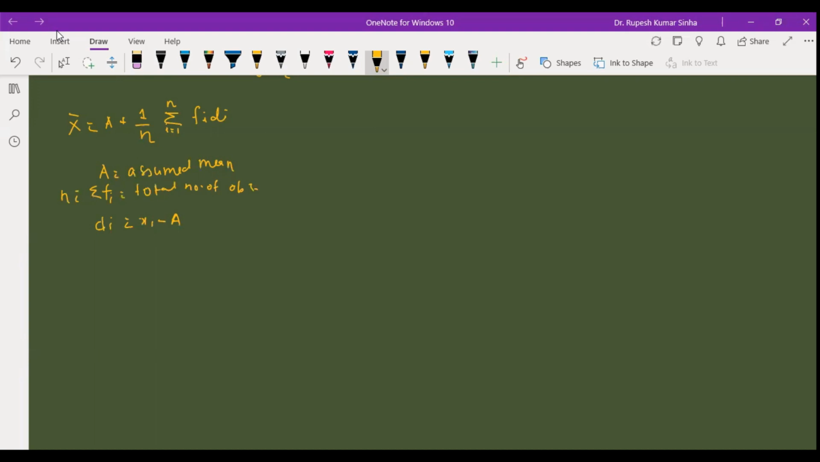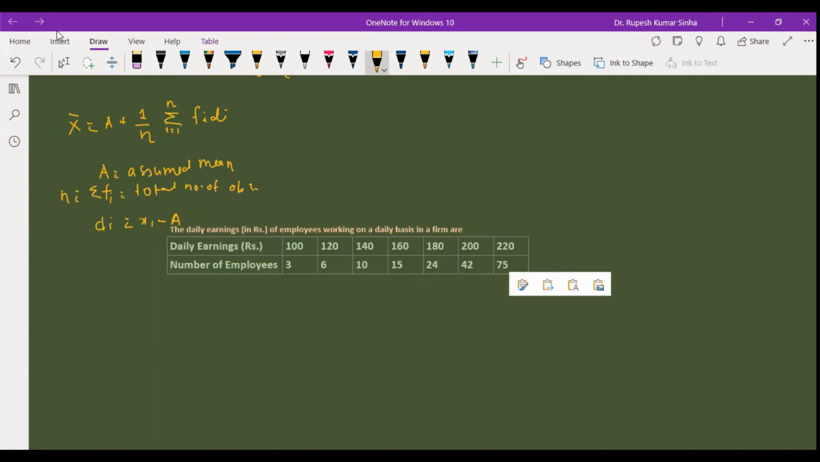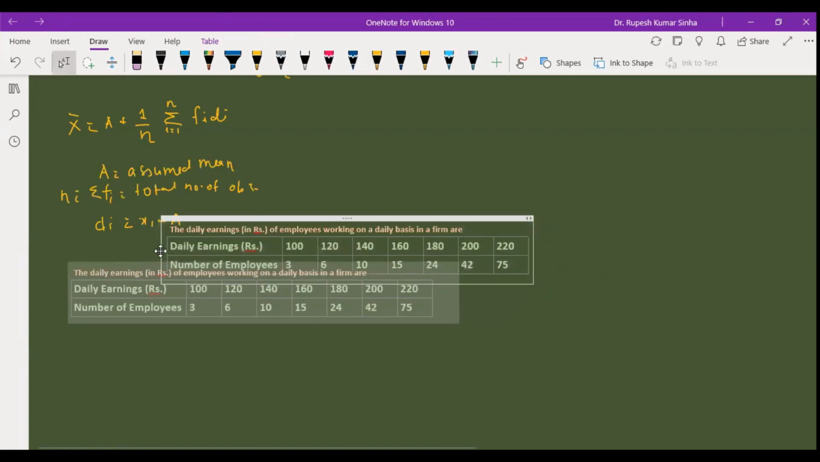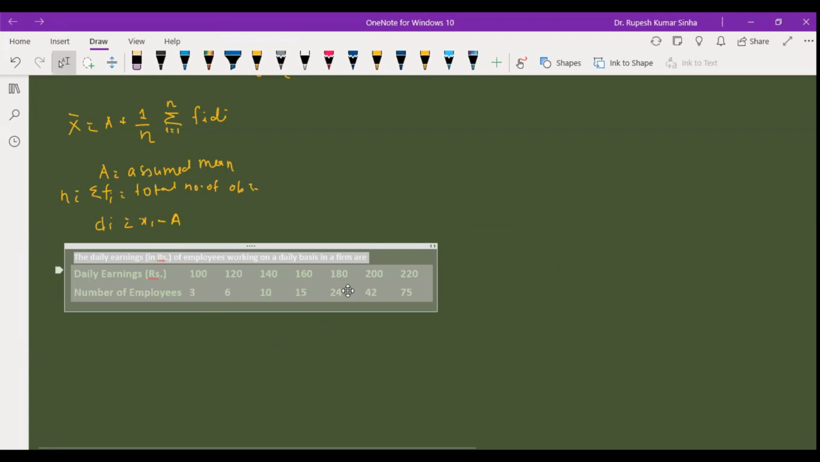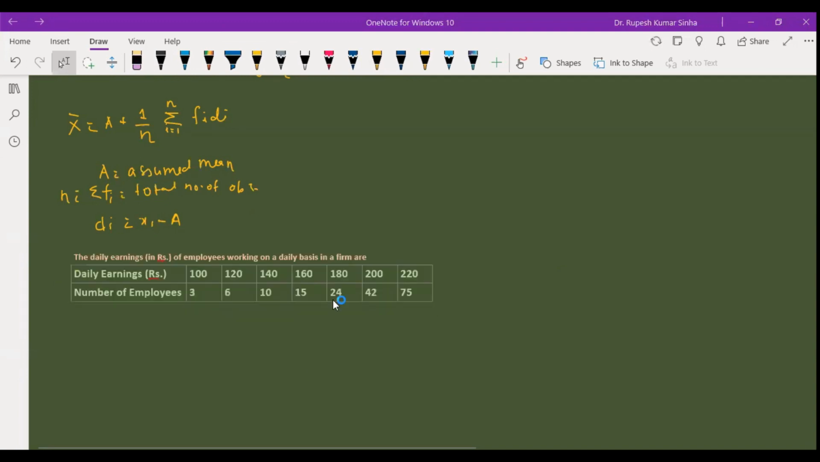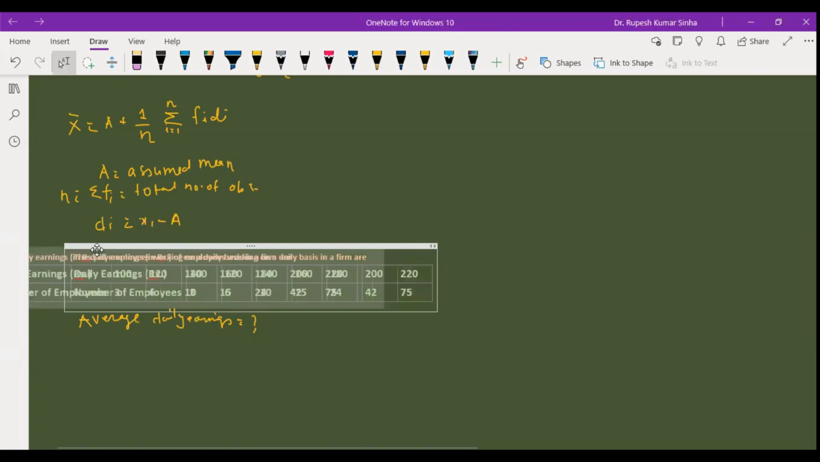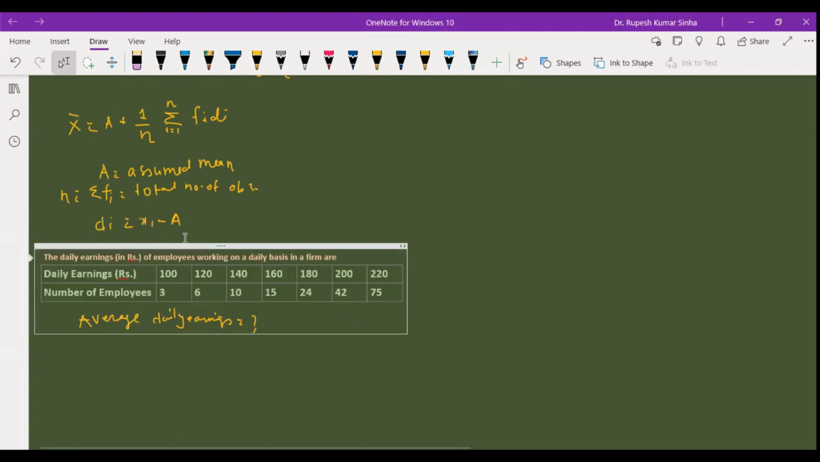Now let us see how to solve a problem using this method. So here we have got a problem and we have to find out what is the average daily earnings of the employee. This is what we are required to find out. In order to solve this, we are going to find out first di and then we will calculate Fi di. So let me write these values something like this.